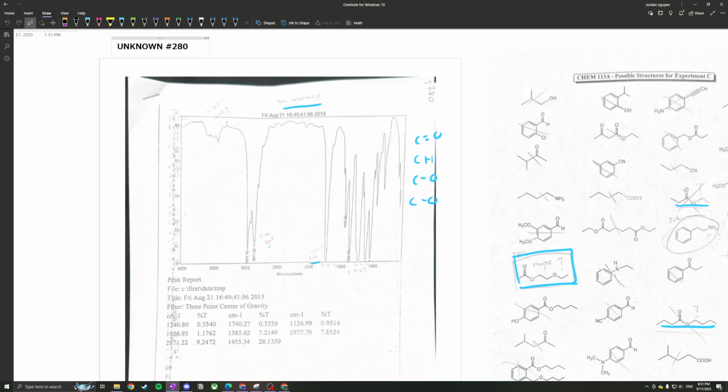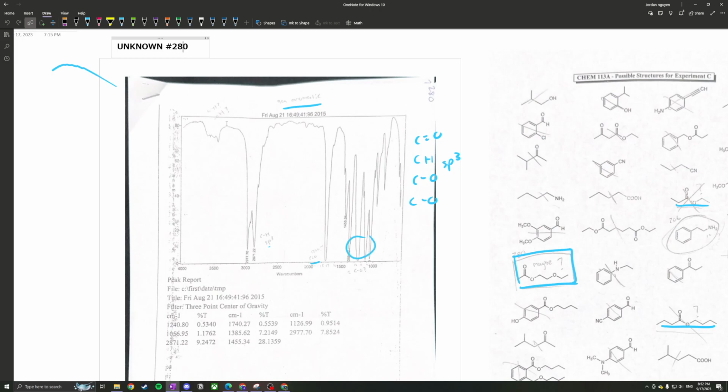The next peaks that I checked were these two peaks over here. Since they're between 2800 and 3000, I determined that it was a CH, specifically sp3. Then the next peaks were these couple of peaks around 1100 to 1300. I'm going to circle them over here, around here.